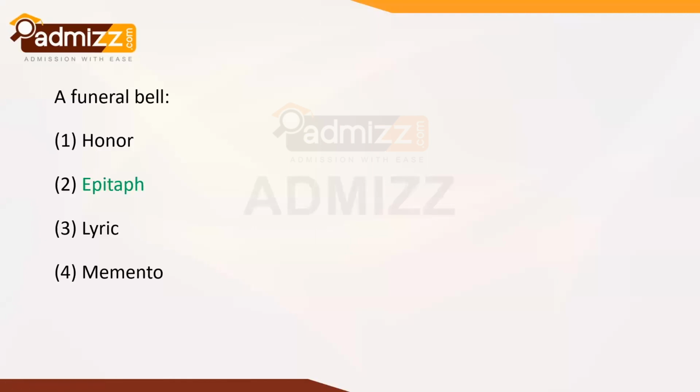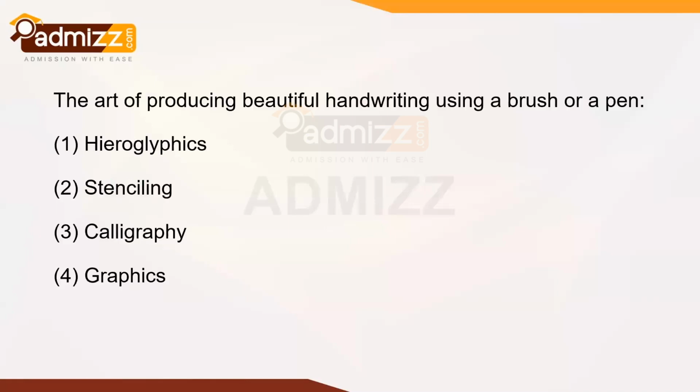Now, why is that the case? It is because epitaph literally means a funeral bell. Honor means to give some respect to someone. Lyric means a written form of poetry, prose, or a song. Memento, on the other hand, is a symbol that symbolizes some event or place. So the correct alternative is epitaph because it means a funeral bell. Pretty easy to see. Now, next up, the art of producing beautiful handwriting using a brush or a pen.